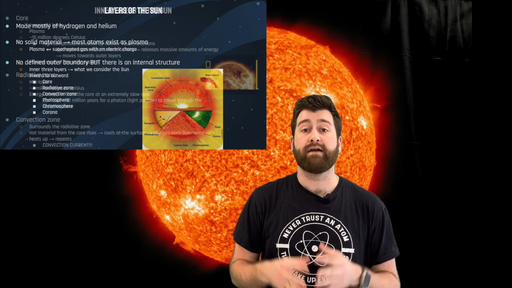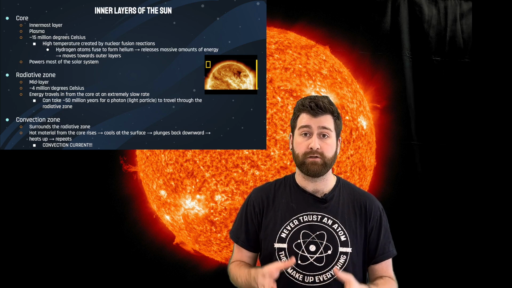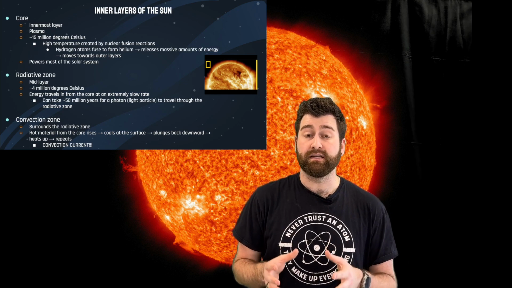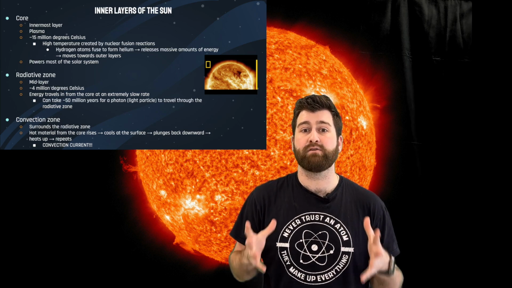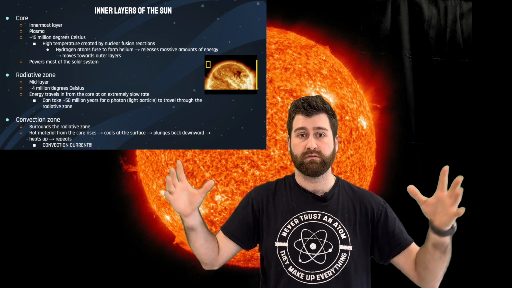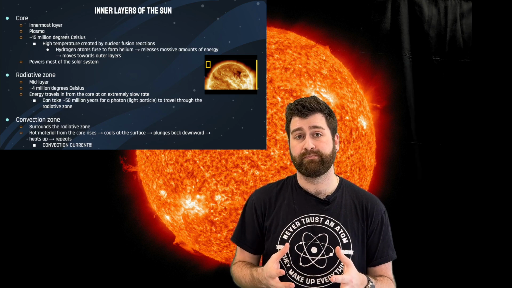And first up, we have the core, which is the very center of the sun, and this is where nuclear fusion happens. Specifically, this is where hydrogen atoms fuse into helium, releasing massive amounts of energy which radiate outward. And it's incredibly hot, around 15 million degrees Celsius. Now, this process powers almost everything in our solar system.